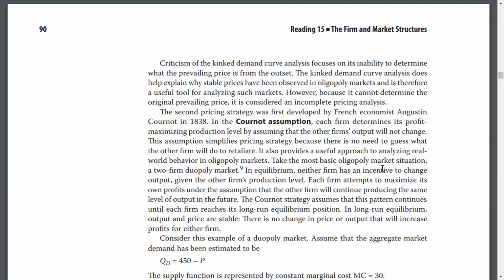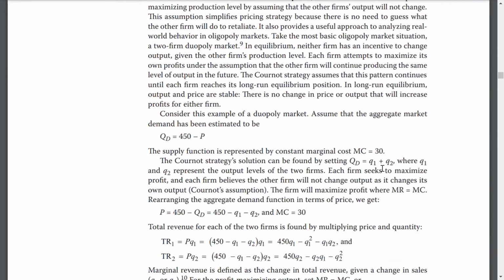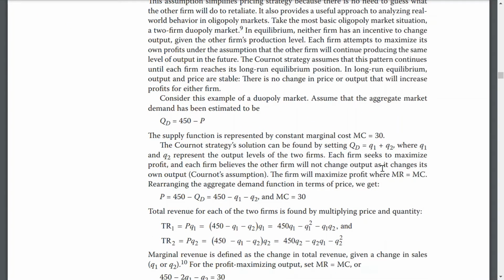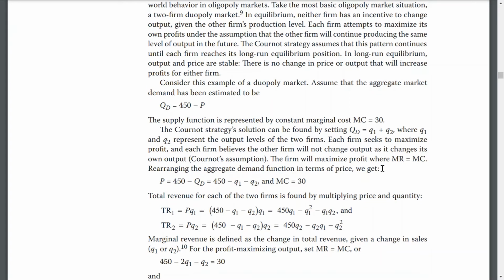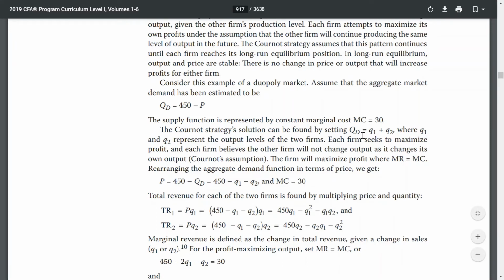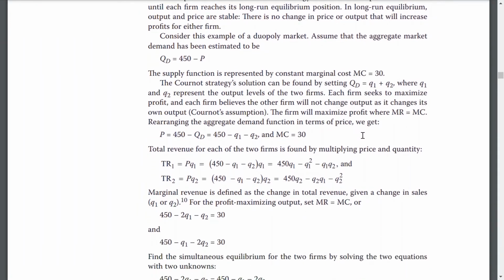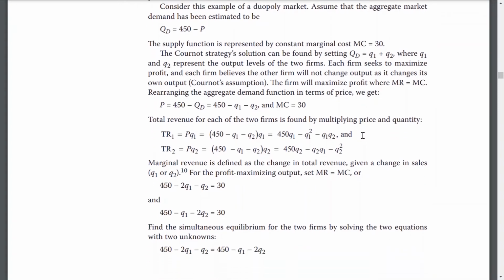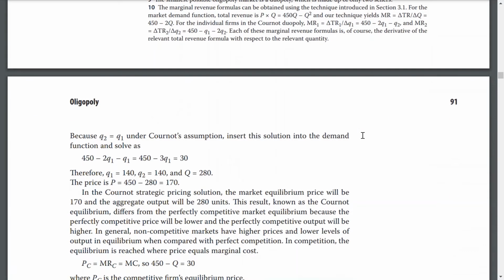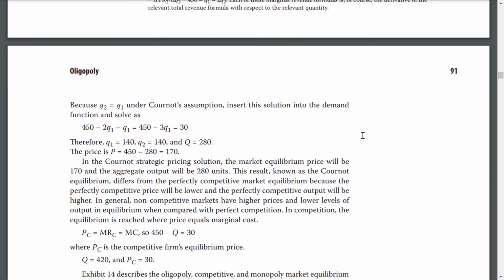Consider this example in a duopoly market. Assume the aggregate market demand has been estimated, and the supply function is represented by the constant marginal cost MC equals 30. The Cournot strategy solution will be such. In the Cournot strategy pricing situation, the market equilibrium price will be 170 and the aggregate output will be 280 units. This is known as the Cournot equilibrium.